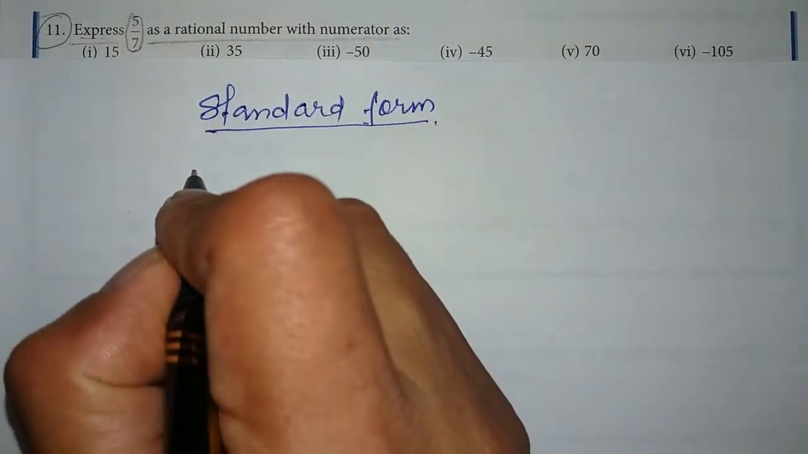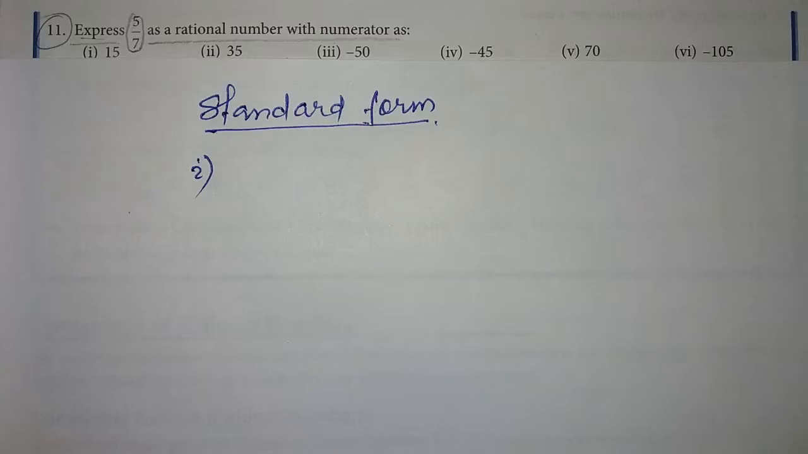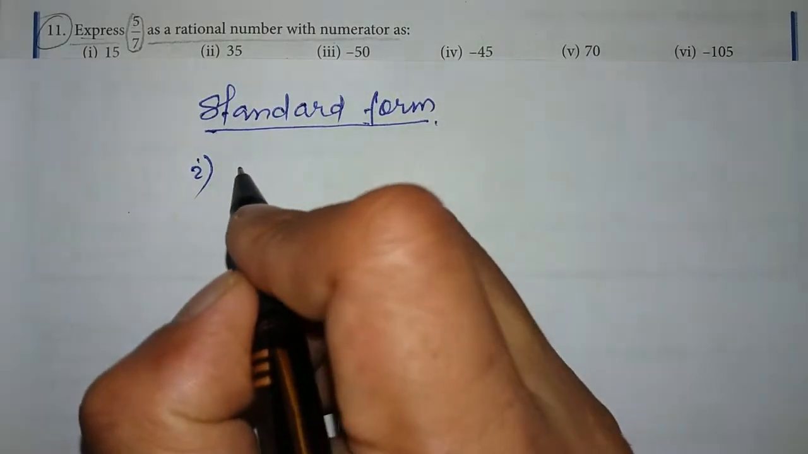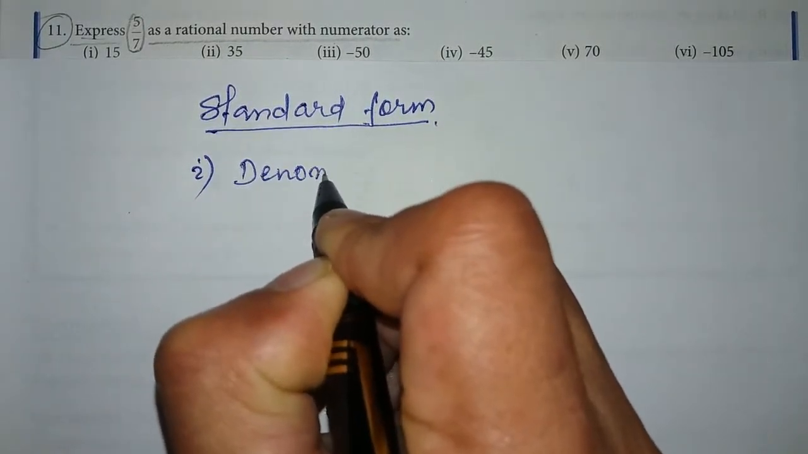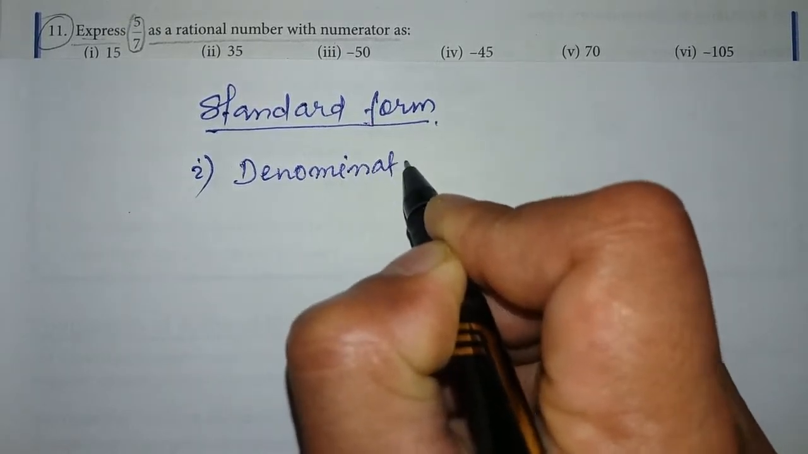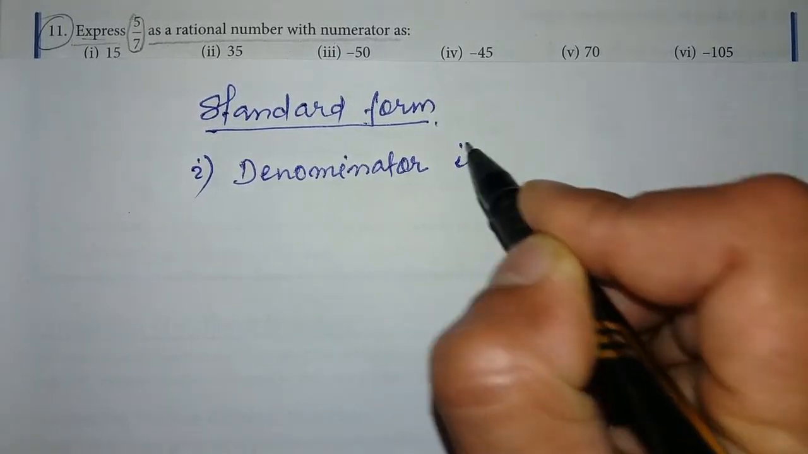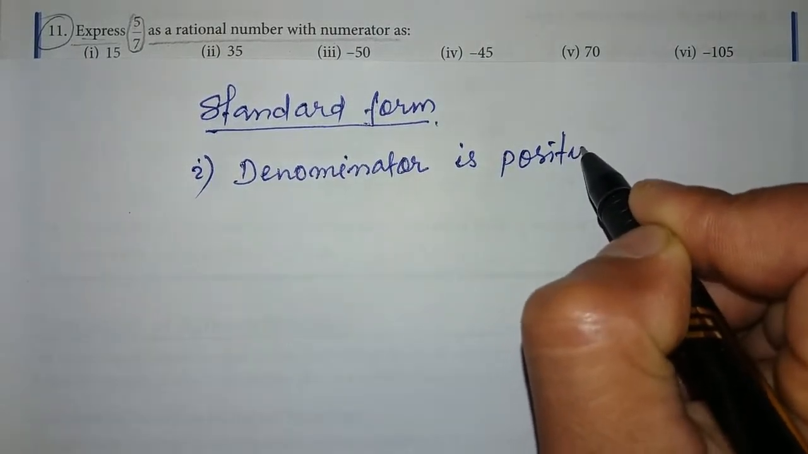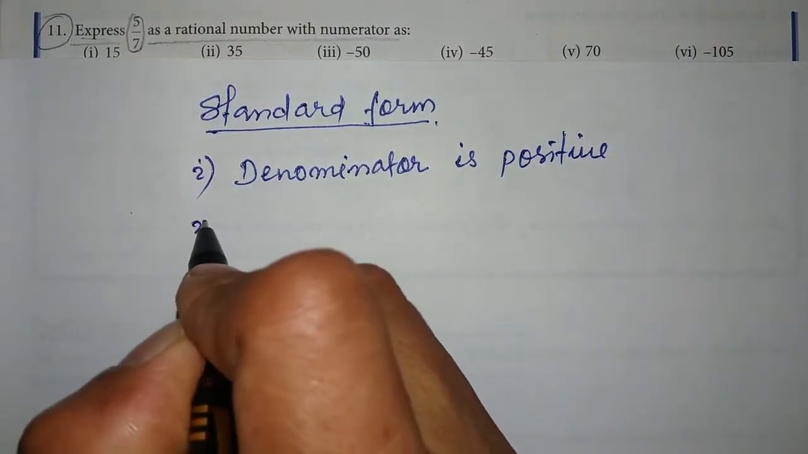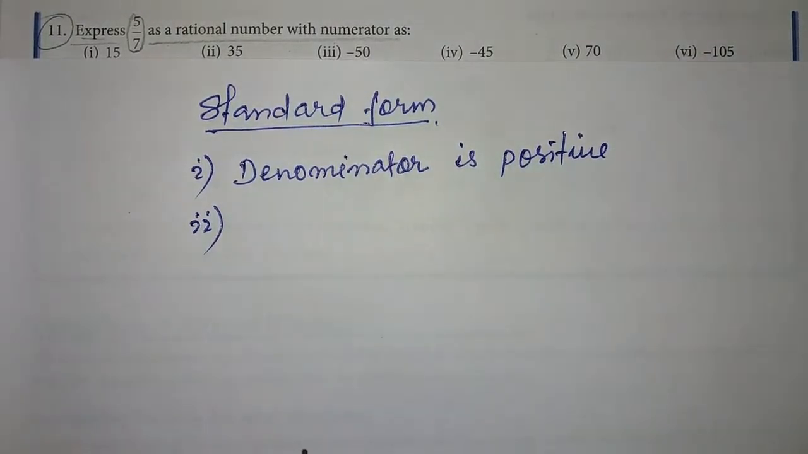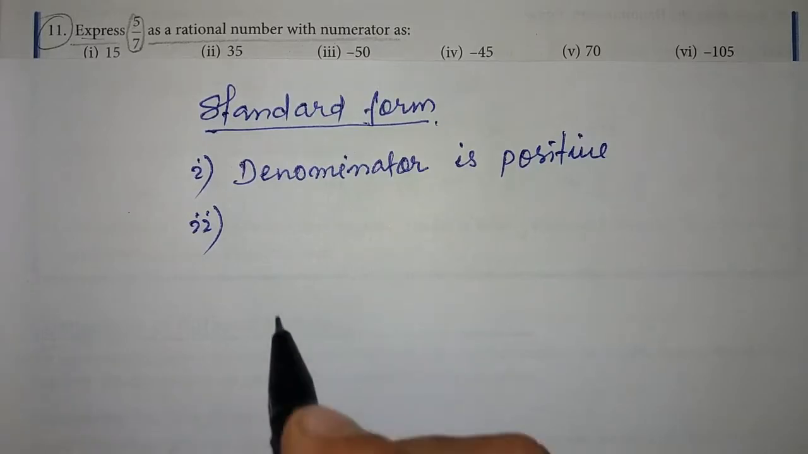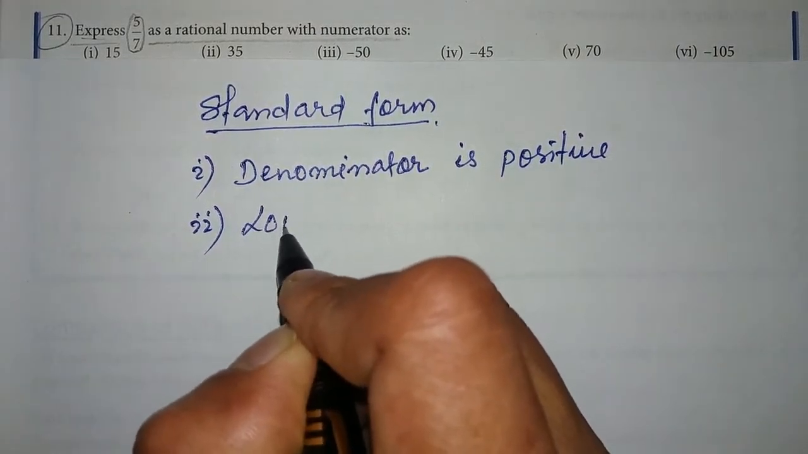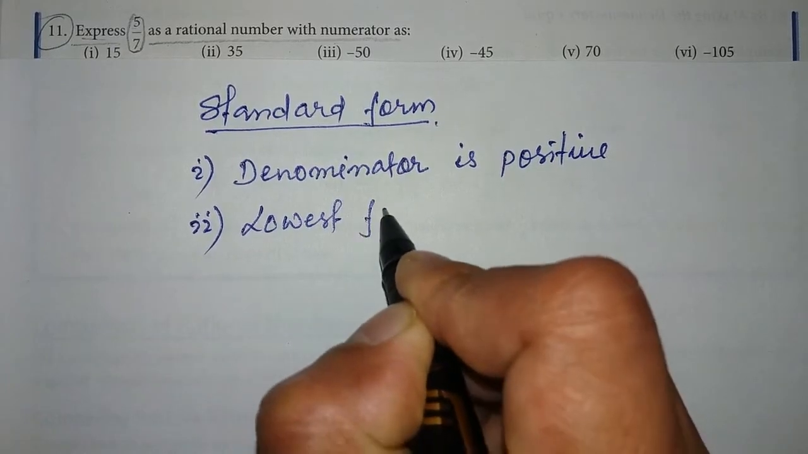The first point you have to remember is, in the standard form, the denominator cannot be minus. The denominator should never be minus. The denominator is always positive. And the second point is that the rational number should be in the lowest form.